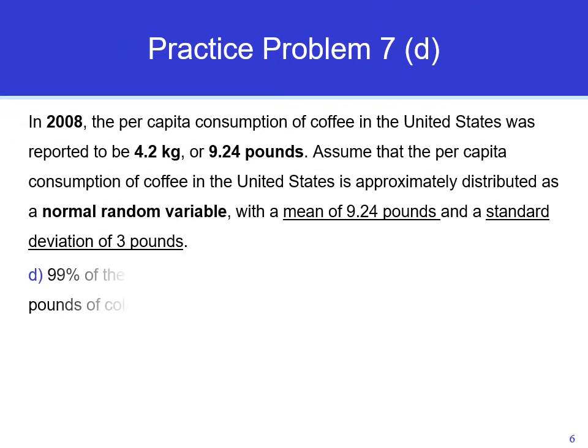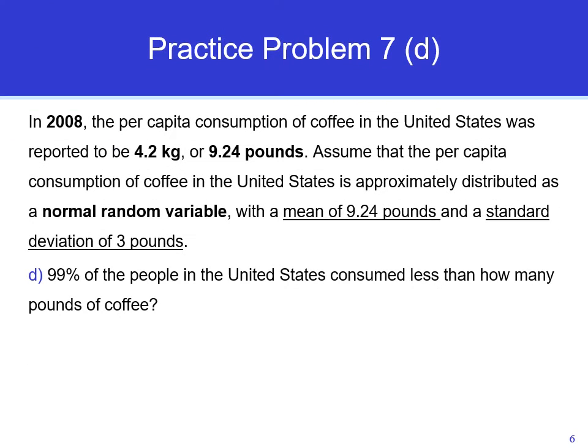Follow-up question, part D. 99% of people in the US consumed less than how many pounds of coffee in 2008? Please pause, work on this problem, and then come back to see the solution. All right, let's see the solution. Here we have the same random variable x. Random variable x is normally distributed with an average of 9.24 pounds and a standard deviation of 3 pounds.